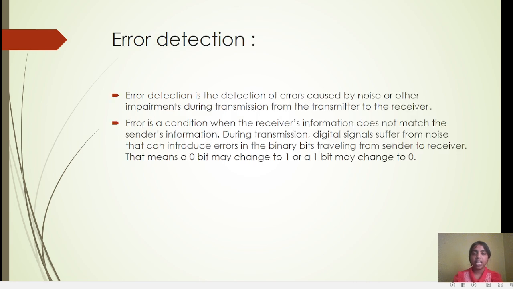Error detection. Error detection is the detection of errors caused by noise or other impairments during transmission from the transmitter to the receiver. Error is a condition when the receiver's information does not match the sender's information. During transmission, digital signals suffer from noise that can introduce errors in the binary bits traveling from sender to receiver. That means a 0 bit may change to 1 or a 1 bit may change to 0. Example, if the sender sends the 0 bit, at the receiver side we may get the 1 bit due to the error or noise.